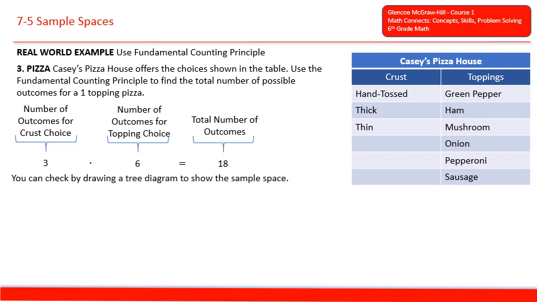And you can check by drawing a tree diagram to show the sample space. So you would have 3 initial options, and each one of those 3 would have 6 off of it, the toppings. So that would equal 18.